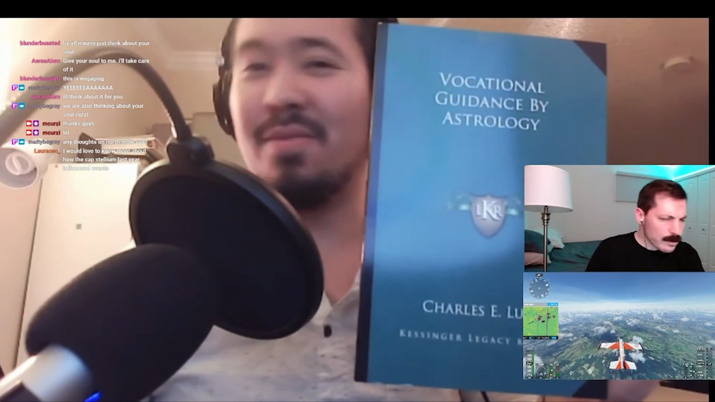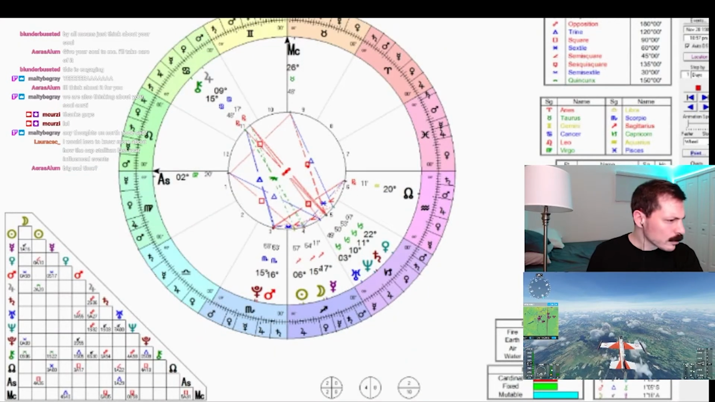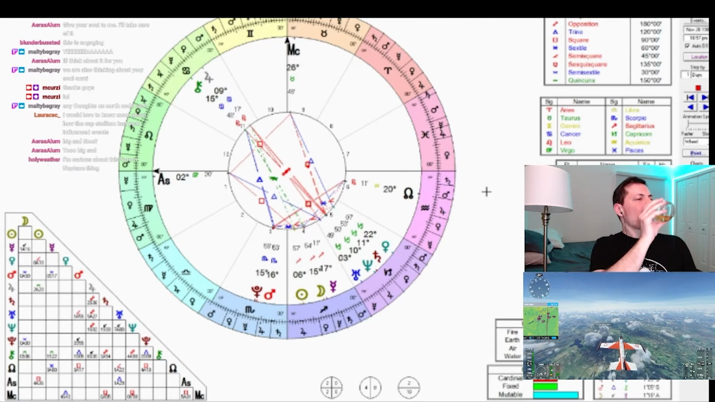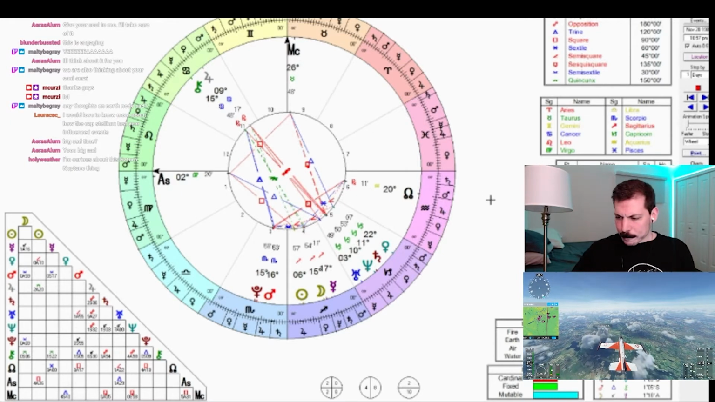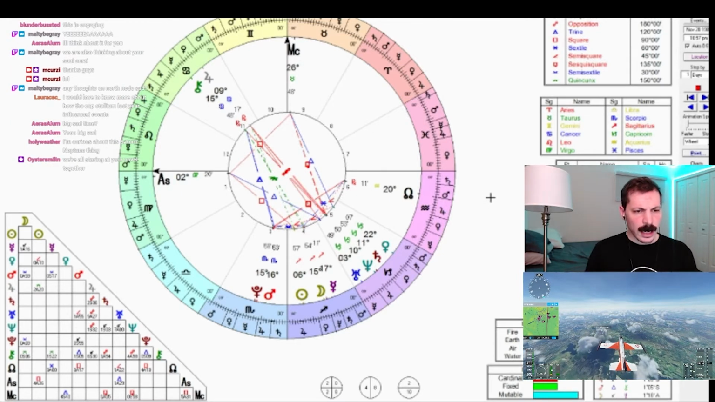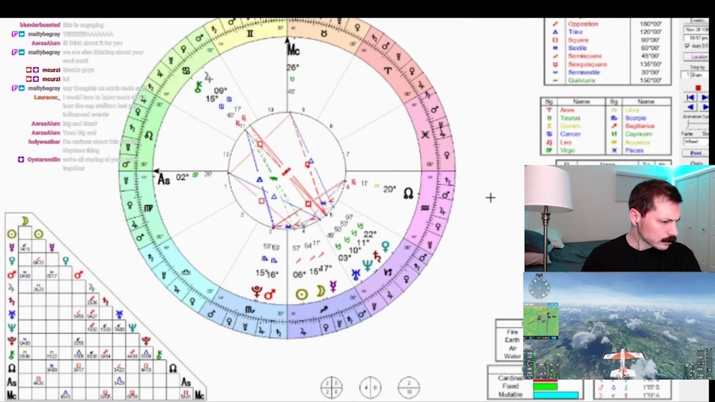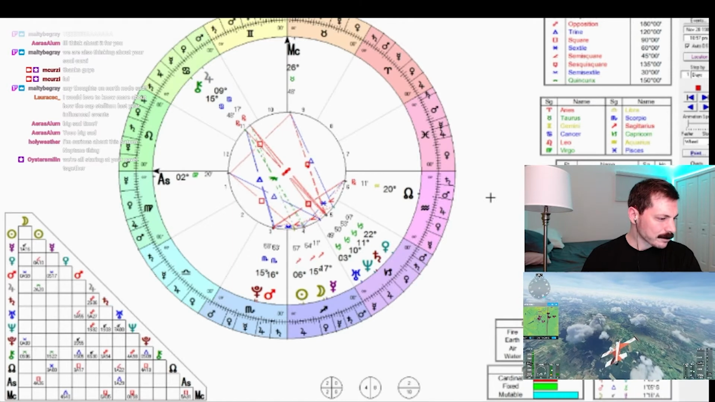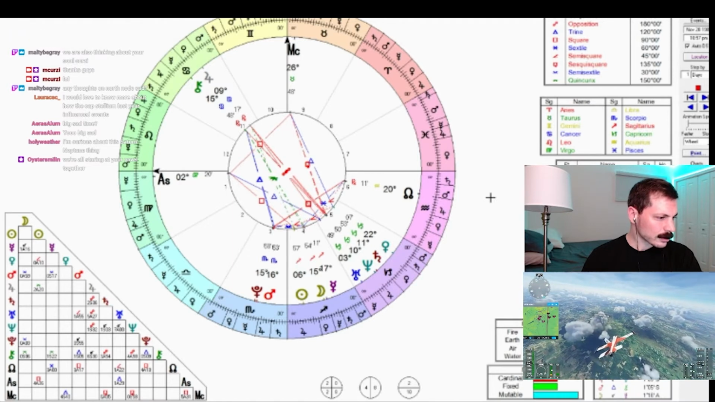It's like a handbook of how you might decide, oh, I want this career or that career. It's called Vocational Guidance by Astrology. You won't really be able to get any value out of that if you're not versed in astrology already, but essentially it's a guide to different ways you can look at vocation or career.